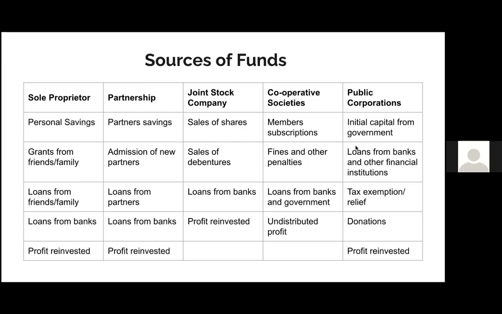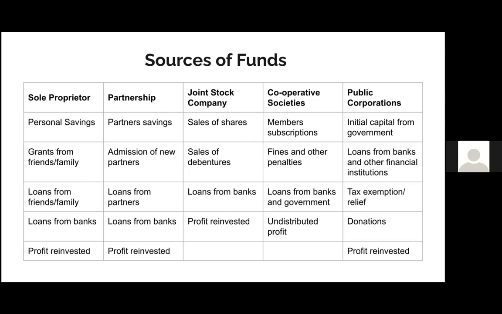Cooperative societies would have member subscriptions. So to join the cooperative, you'd put down some money as a subscription. They have fines and other penalties that they charge some of their members if they fall out of line. And like the other two, loans from the bank and undistributed profit.